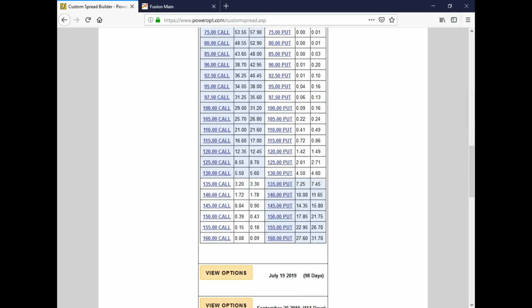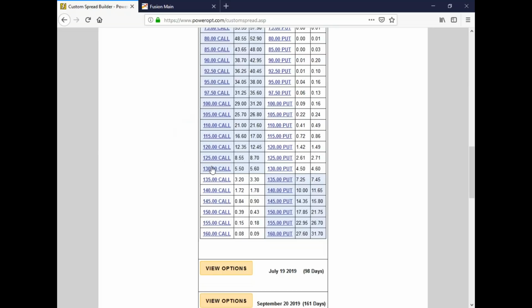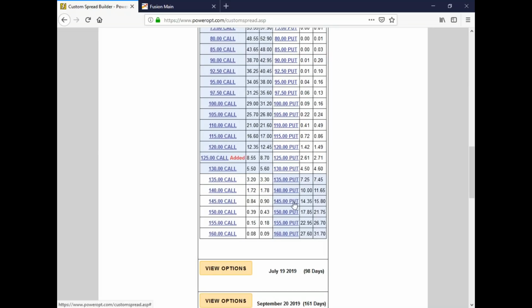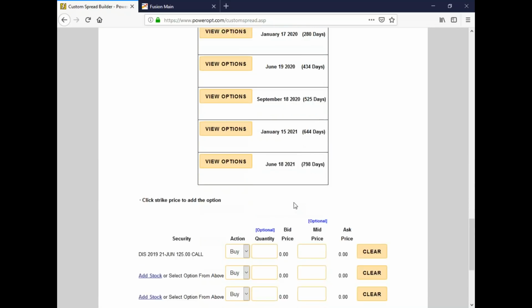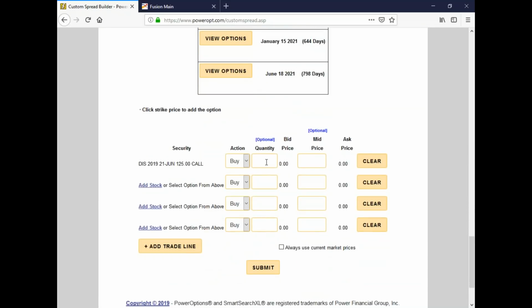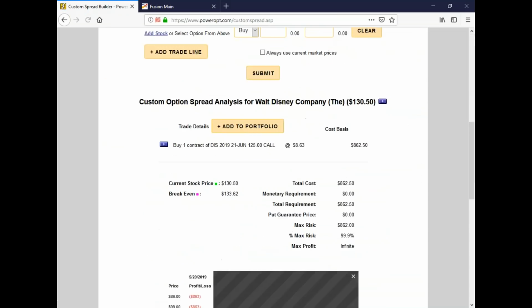Let's say we think Disney's going to continue this run. We're going to go slightly in the money, not a bad price. The 125 at about 8.65 or so. Okay, so that's our long call position. Let's keep the math simple. Buy one contract.